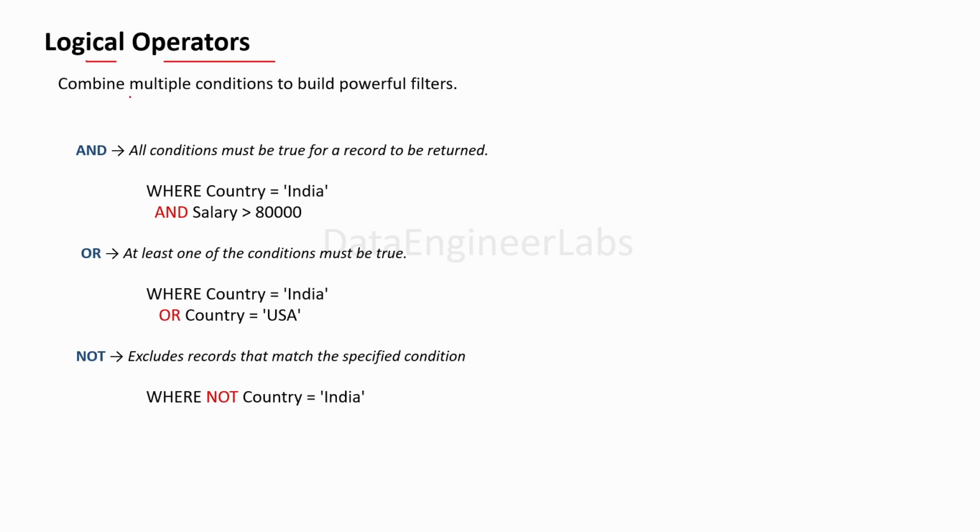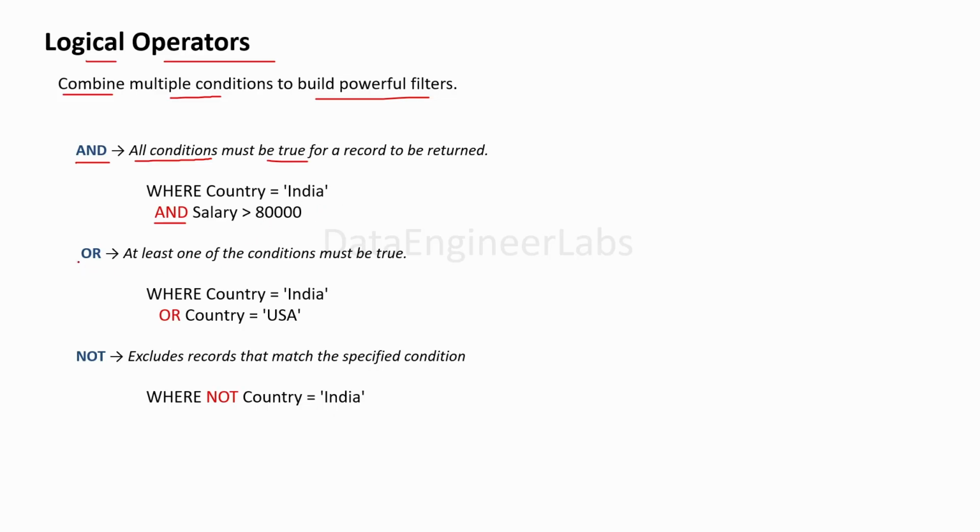The logical operators allow us to combine more than one condition to build more powerful filters. We have three important logical operators. First one is AND. This means all the conditions specified must be true for a record to be returned. For example, country equals India and salary is greater than 80,000. So we have two conditions here, and this will return only the employees who are from India and earning more than 80,000.